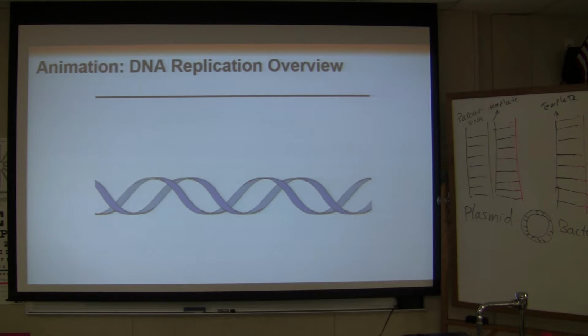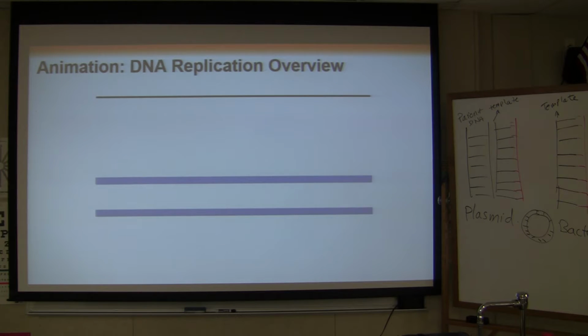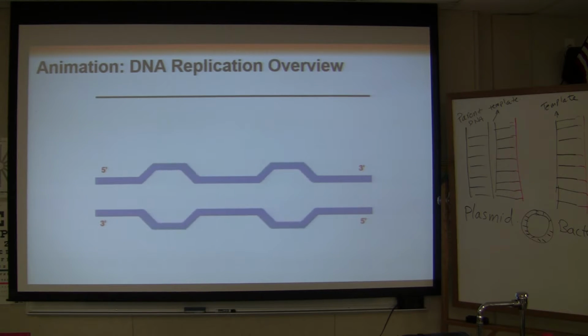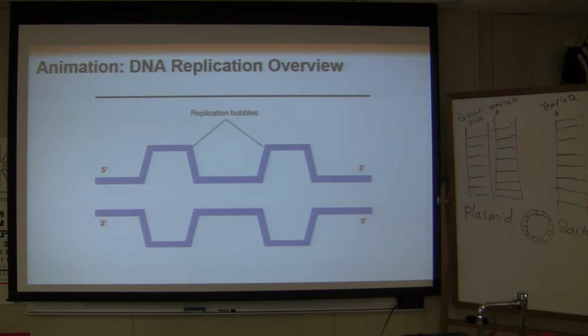In the cell, DNA replication is a little more complicated, but the principle is the same. For clarity, we have untwisted the double helix. Remember that each DNA strand has a 3' and 5' end, and the strands run in opposite directions. DNA replication begins at specific sites called origins of replication. Proteins attach here and separate the DNA strands, forming replication bubbles, which grow in both directions.